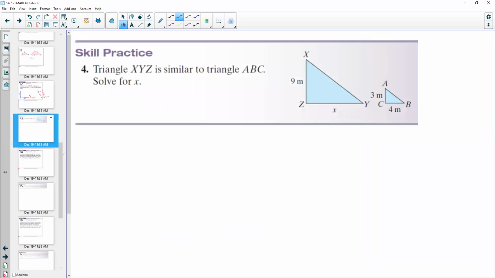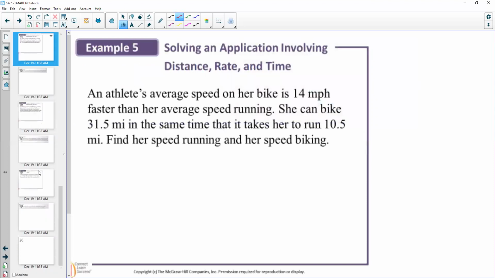All right, in this one, it says triangle XYZ is similar to triangle ABC. It means their angles are the same and their corresponding sides match up. They're proportional. Find x. Well, in triangle XYZ, I have 9 over x. And that relates in the other triangle to 3 over 4. Solve the proportion, I should get x equals 12. Okay. All right, let's try another.